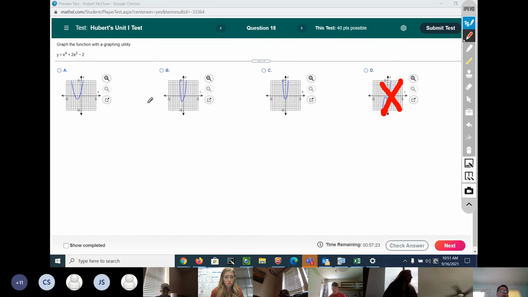I think it's either Charlie or Alpha. Put that in your graphing calculator and match that one up. Or you can complete the square.